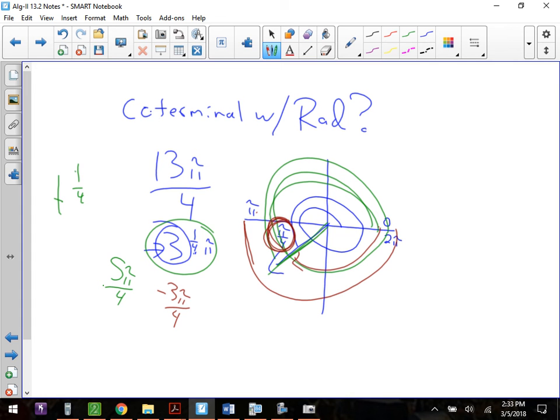Now, one of the things that you actually did last year in geometry all dealt with radians. You just didn't know that's what you were doing. For example, do you remember this?